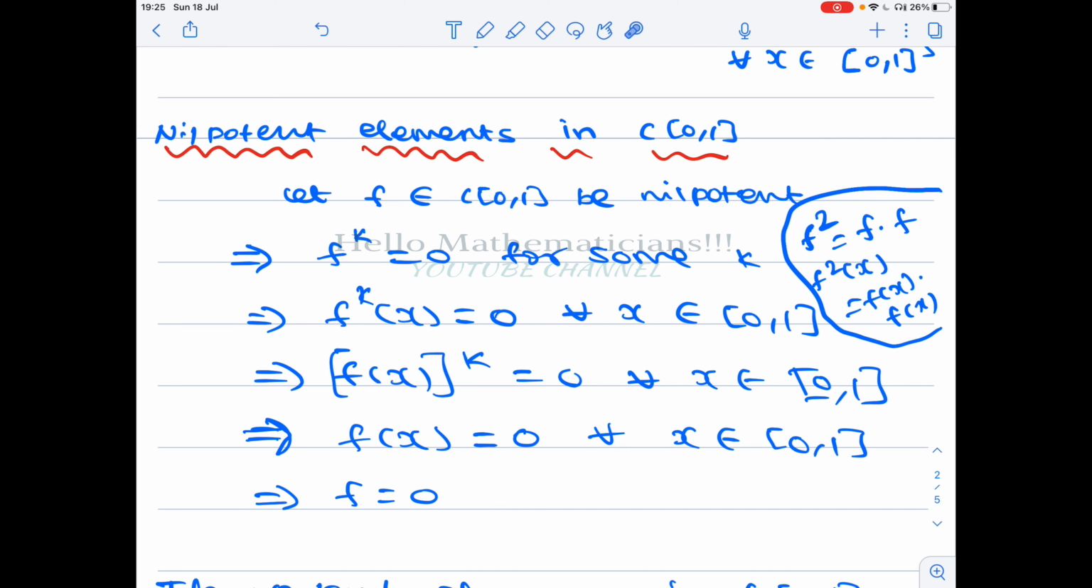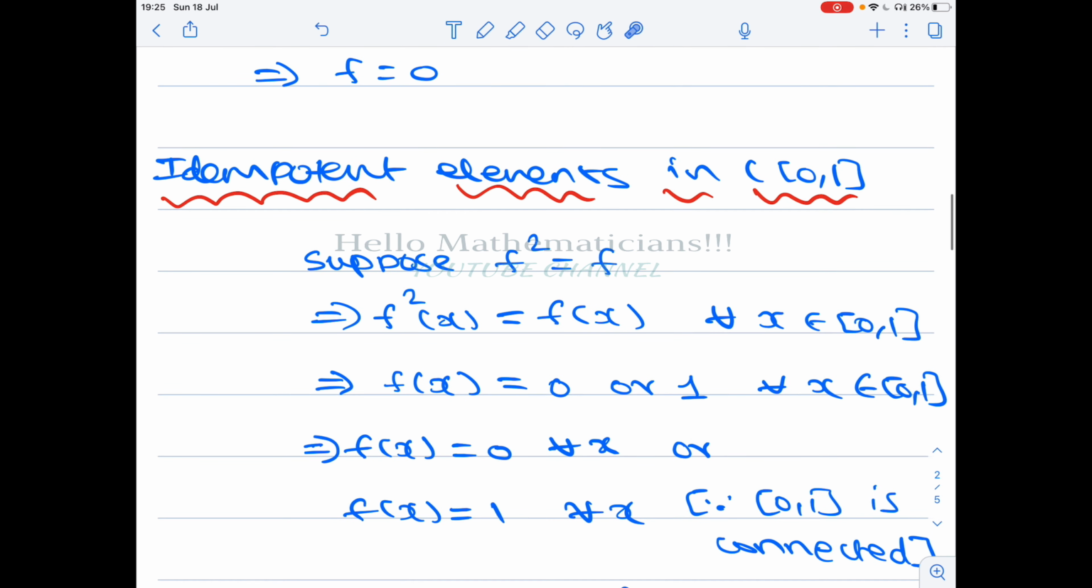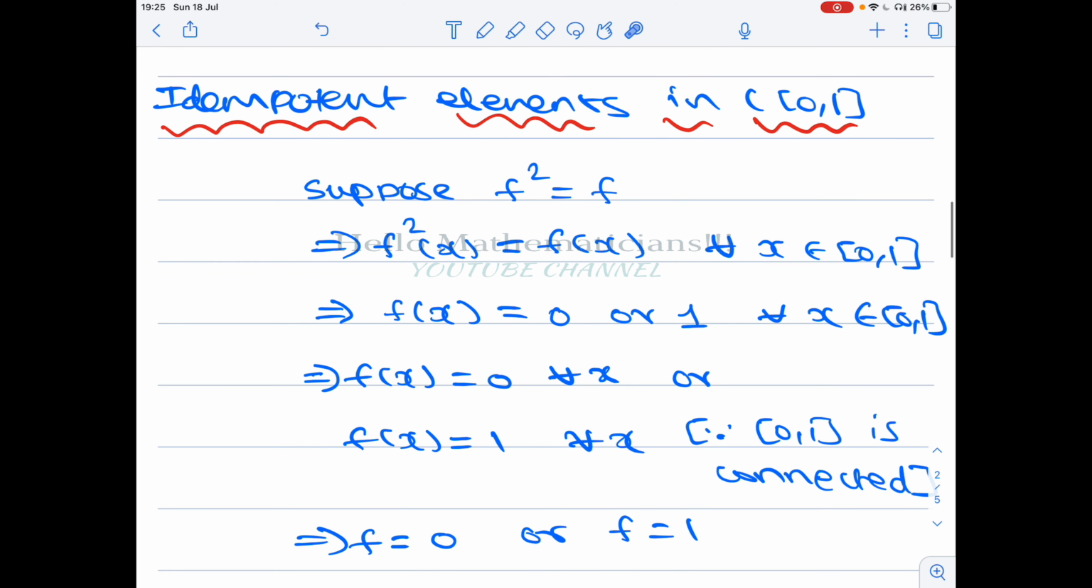Now let's look at the idempotent elements, which are more important than nilpotent elements. Idempotent means we want f squared equal to f. So f squared of x equals f(x). Again, f(x) is a real number. Which real number satisfies the condition x squared equals x? In R, x squared equals x means that x is either 0 or 1.